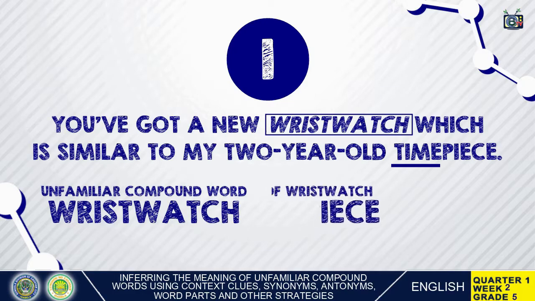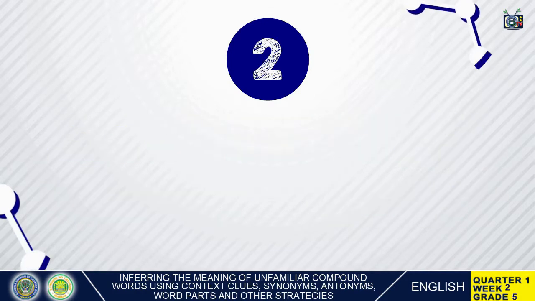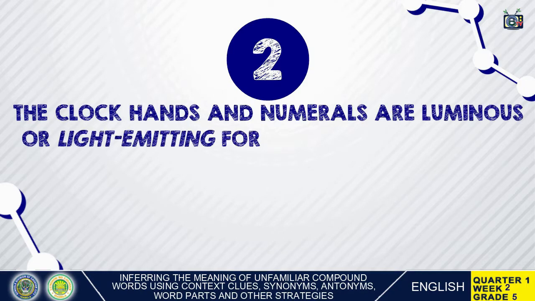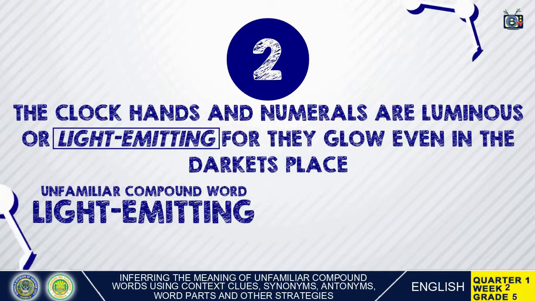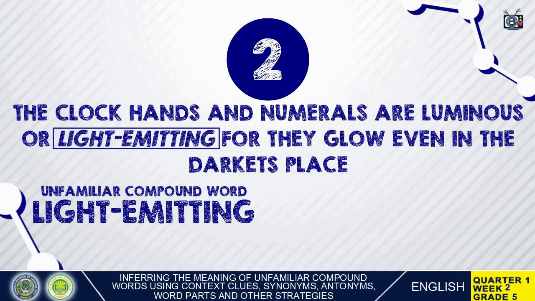The word timepiece. Second sentence: The clock hands and numerals are luminous or light-emitting, for they glow even in the darkest place. What is the italicized unfamiliar compound word in the sentence? That's right, light-emitting. What word in the sentence hints at the meaning of the unfamiliar compound word light-emitting?